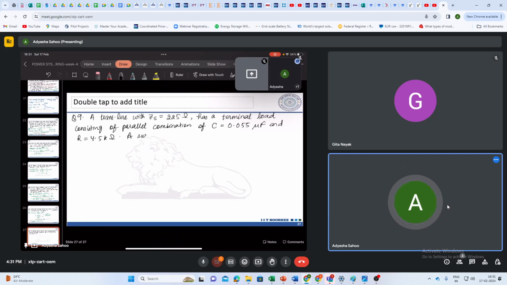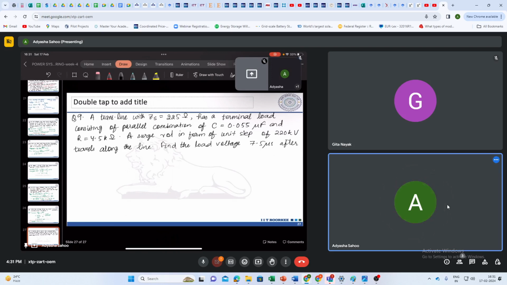So a surge voltage in the form of a unit step of 220 kV travels along the line, then find the load voltage 7.5 microsecond after the arrival of the wavefront of the surge.